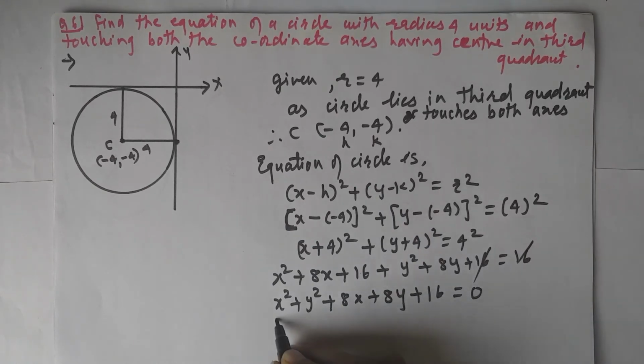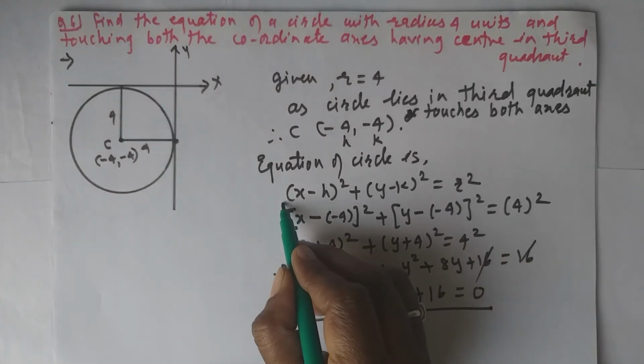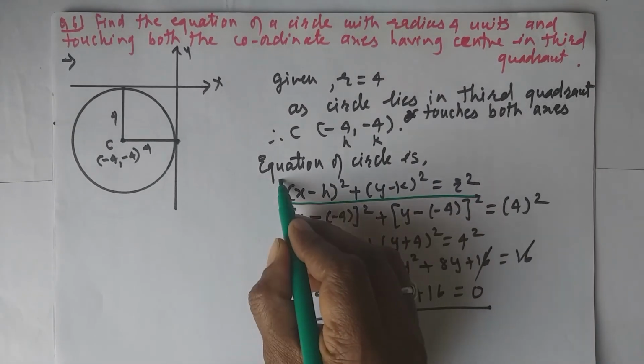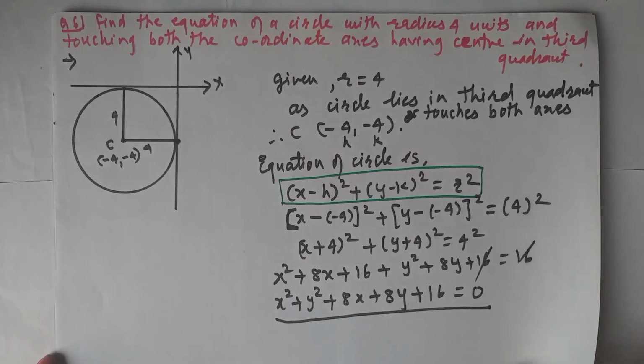This is nothing but your equation of circle which lies in the third quadrant, touches both the coordinate axes and whose radius is 4 units. Okay students, isn't it easy? Remember this formula, the center-radius form. Find the center, keep the values and simplify it. You will get the solution. Okay, let's see the next question.